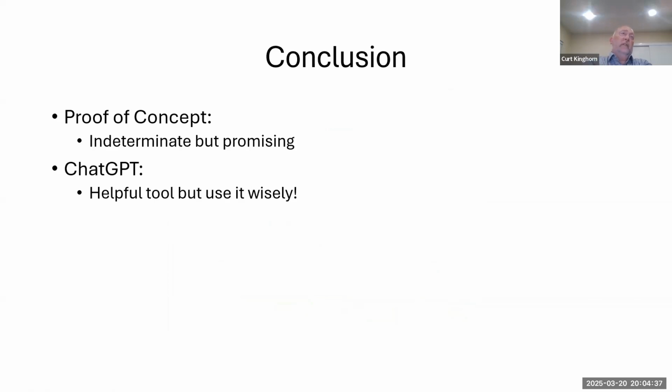So in conclusion for this talk, as far as my proof of concept goes, if I use medium gain, I got results which were a little indeterminate, but were promising. So I'm going to continue to take more data, do more data processing, and be able to prove that more. As far as ChatGPT goes, it's a helpful tool, but use it wisely. Just like anything else on the internet, don't just believe everything it says, but it's a good starting point.